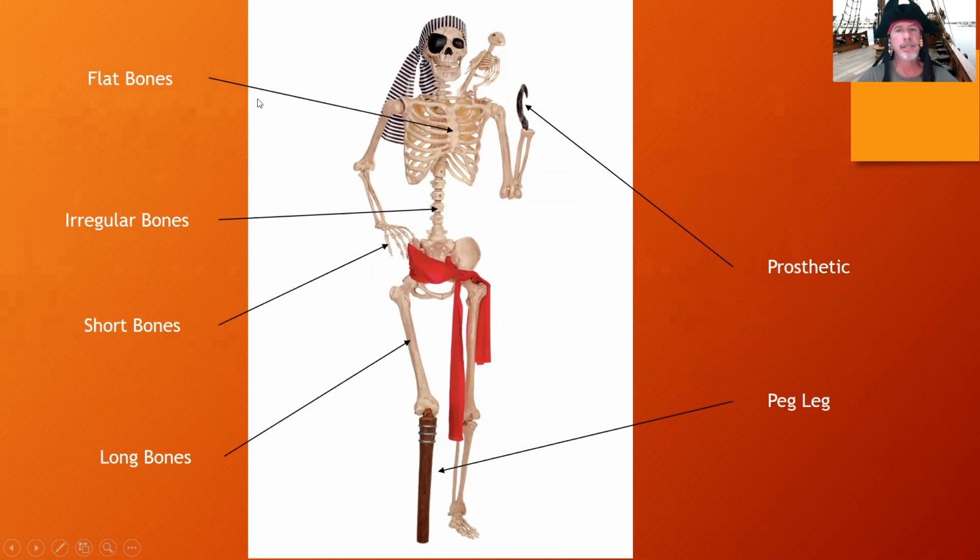Take a quick look at these. We have flat bones, like in the chest. Short bones are the hand and the feet. Long bones are the legs and arms. Irregular bones are those strange ones like the vertebrae.